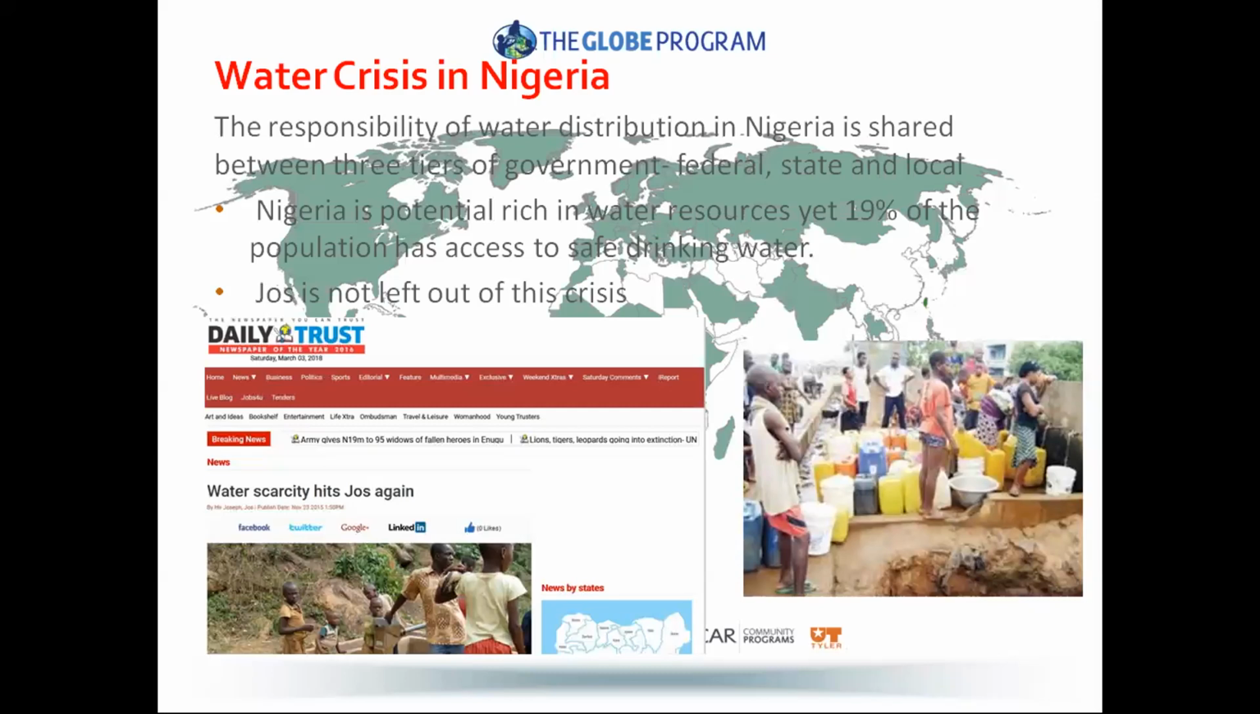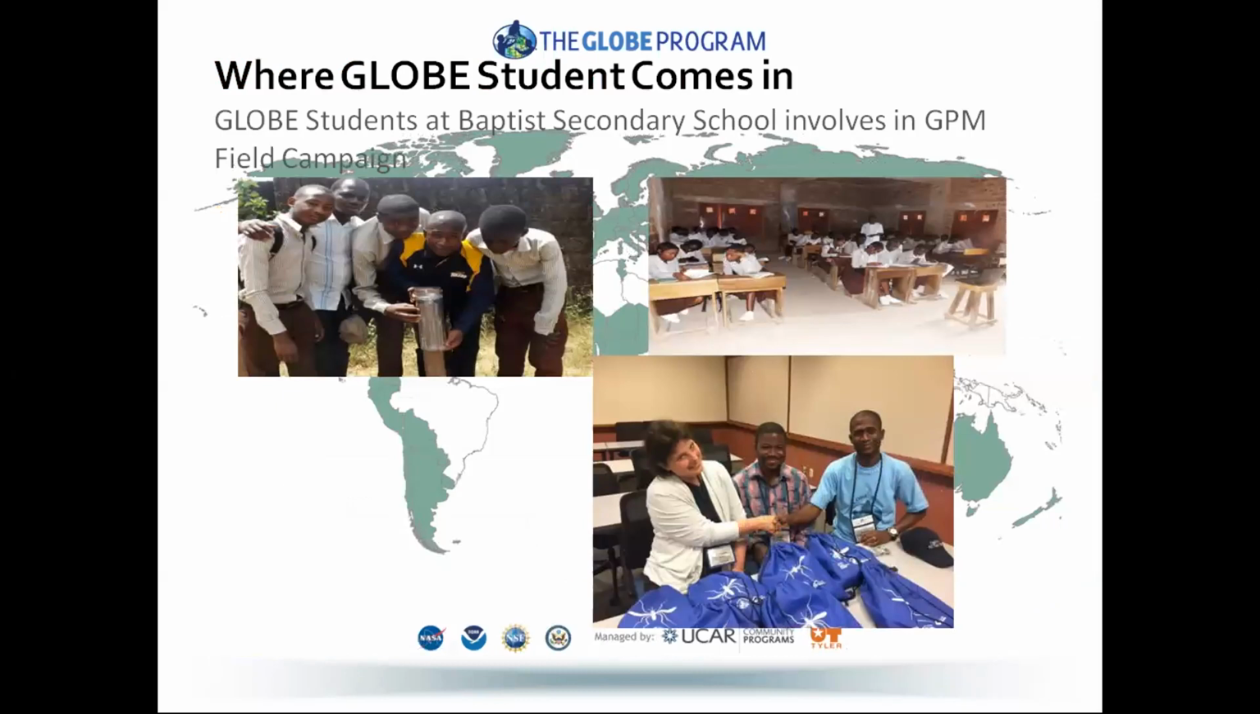There is a newspaper report that came out on 3rd of March 2013, talking about the water crisis in Jos. And these pictures, I took this to drinkable water. Then I'm saying GLOBE Nigeria has GLOBE Students programs. One of them is the GPM Student Field Campaign.